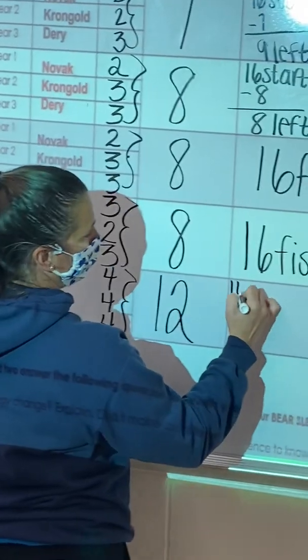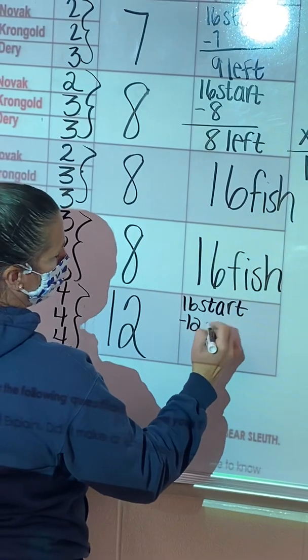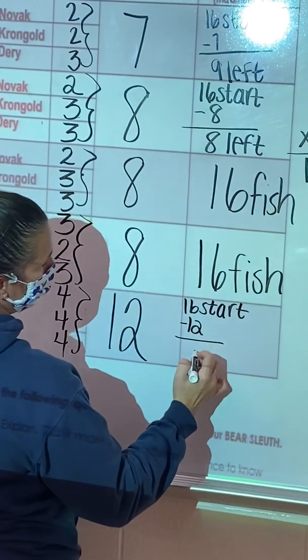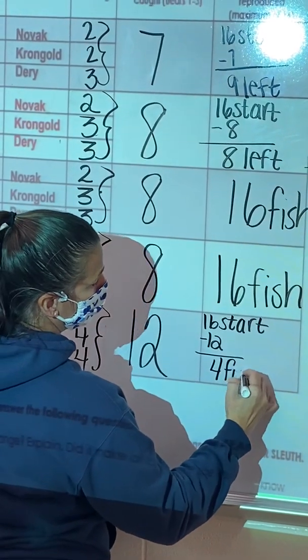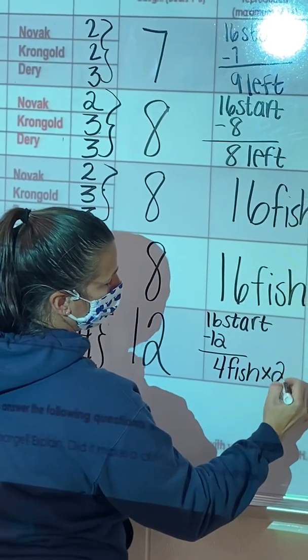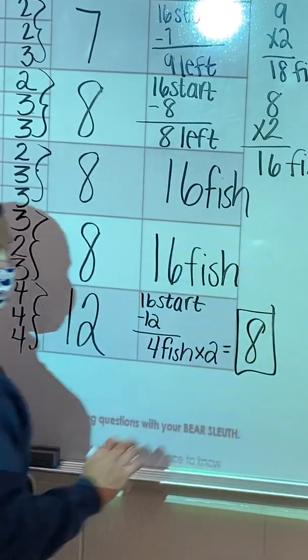So if we had 16 at the start, and we took out 12 fish, that only leaves us with four fish, right? And if those 4 fish reproduce, the next year we'll only have 8 fish.